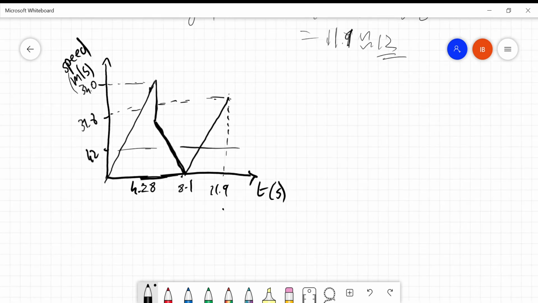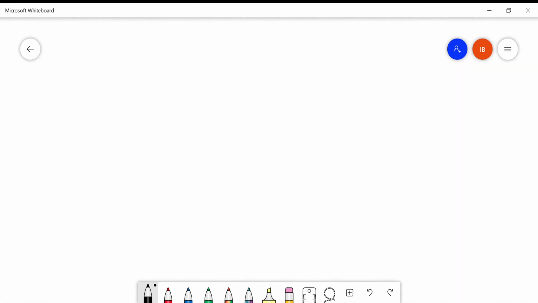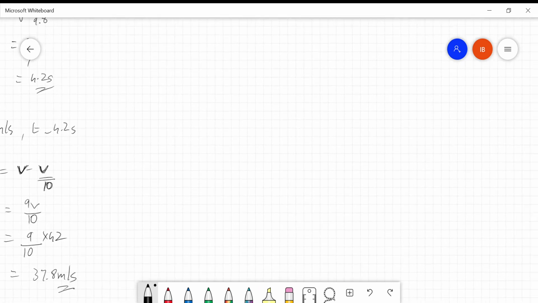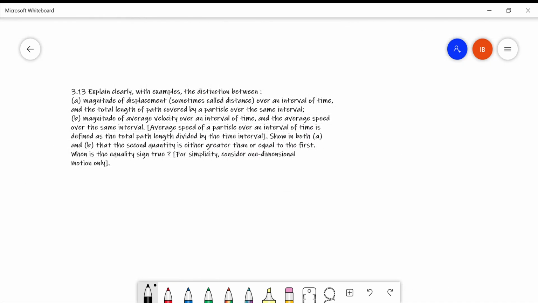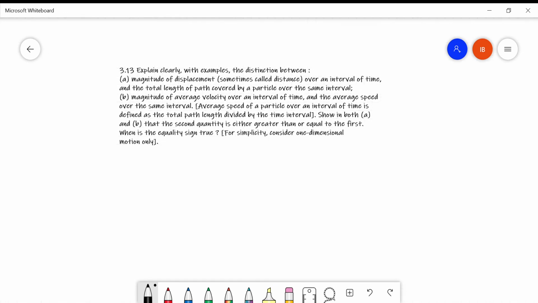Yeah. So that's the first question. Now, on to the 13th question. Explain clearly with examples the distinction between magnitude of displacement over an interval of time and the total length of path covered by a particle over the same interval. Magnitude of displacement. First of all, displacement is the shortest distance between any 2 points. If we take A and B, if a car travels from A to B, then the shortest distance will be the displacement. Okay, let's take a triangle.